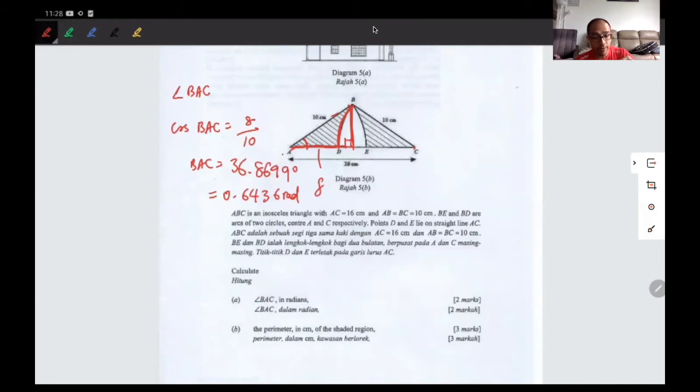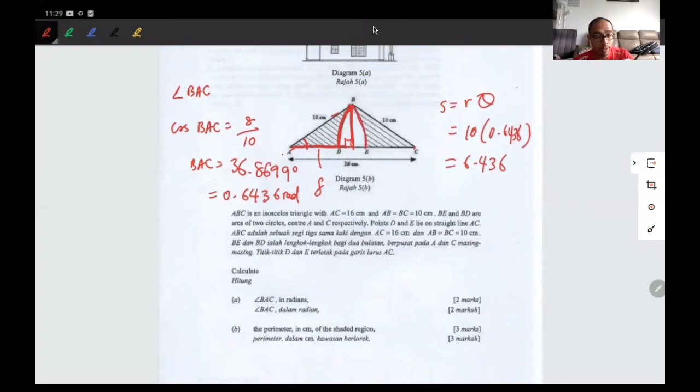So the length of the arc is S equals R theta. The radius is BD lah. So this will be 10 times 0.6436. So it gives us 6.436 cm. So this is 6.436, this is 6.436. The problem is I don't want this one.